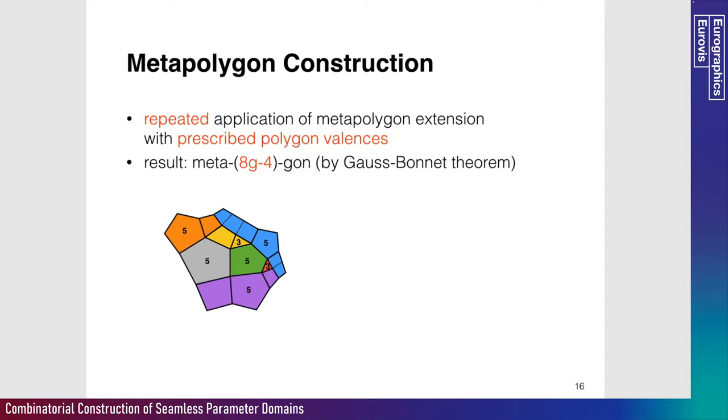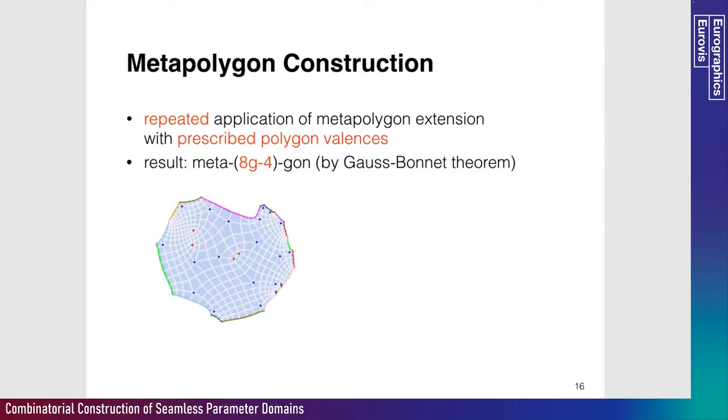In the end, we get a metapolygon that is a meta 8j minus 4-gon, where j is the genus of the closed surfaces that these singularities are prescribed on. This is due to the Gauss-Bonnet theorem relating total curvature to genus. Here is an example result for a genus 3 surface with 24 cones, indicated here by red and blue dots.